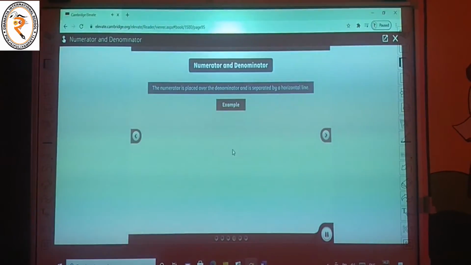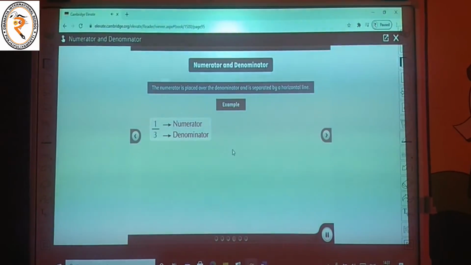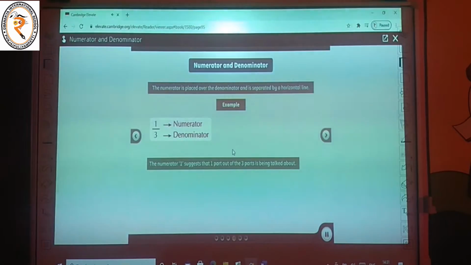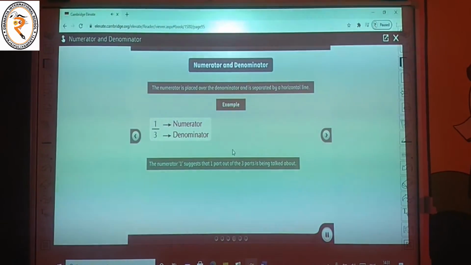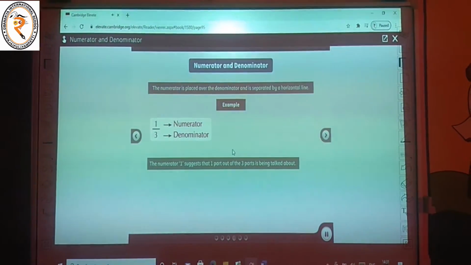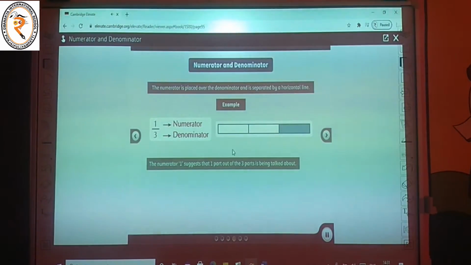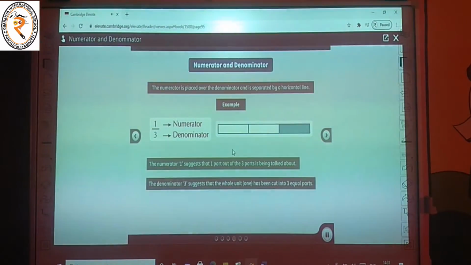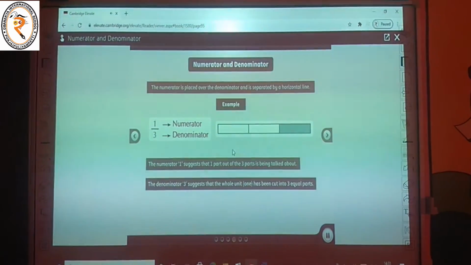Consider an example. In the fraction 1/3, the numerator is 1 and the denominator is 3. The numerator 1 suggests that one part out of the 3 parts is being talked about. This one part is going to be shaded or taken out. The denominator 3 suggests that the whole unit, which is taken as 1, has been cut into 3 equal parts.